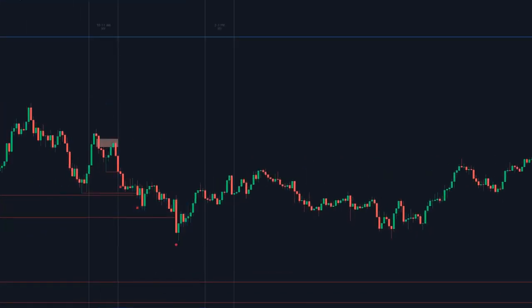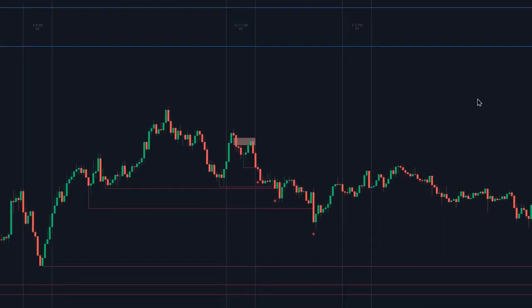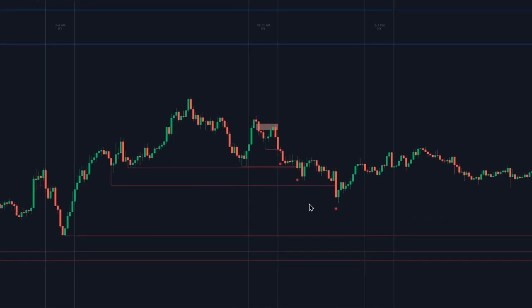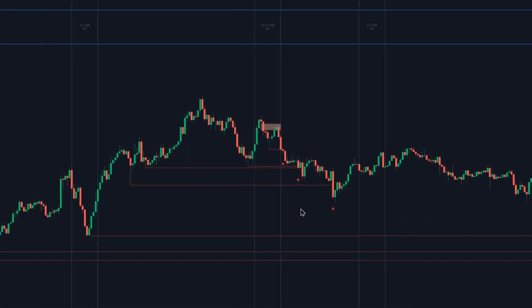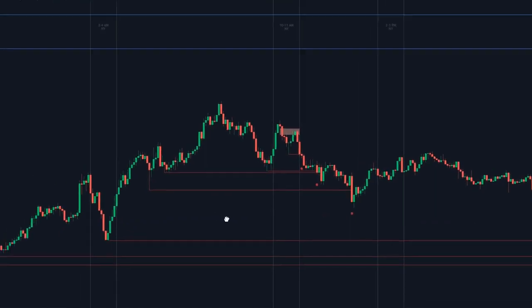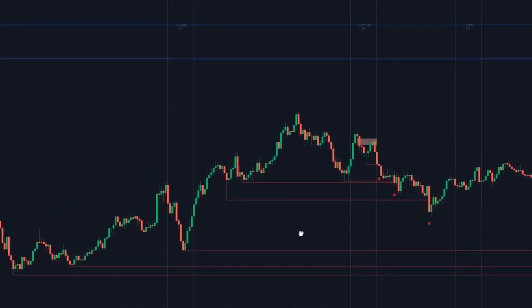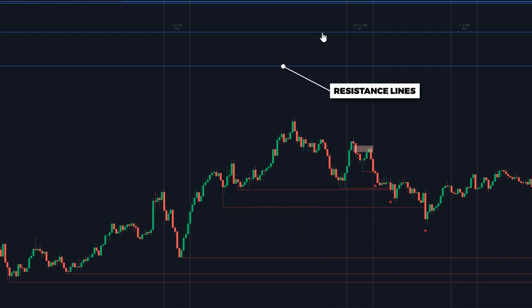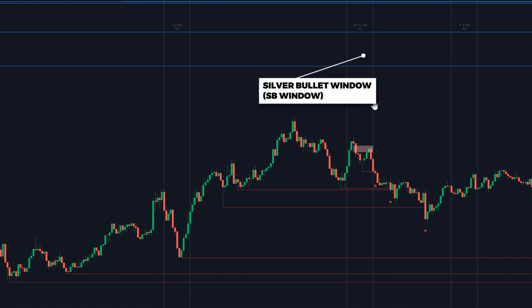Now, let's go over this indicator's components. So this indicator is actually really simple. It's composed of only 3 elements: the silver bullet windows, bullish and bearish fair value gaps, and the support and resistance lines. So these red lines at the bottom are the support lines, and these blue lines at the top are the resistance lines. And then this area in between these 2 gray lines is the silver bullet window, or SB window.